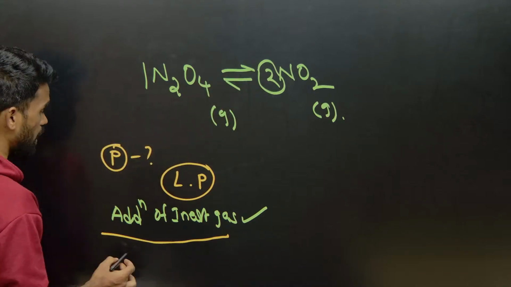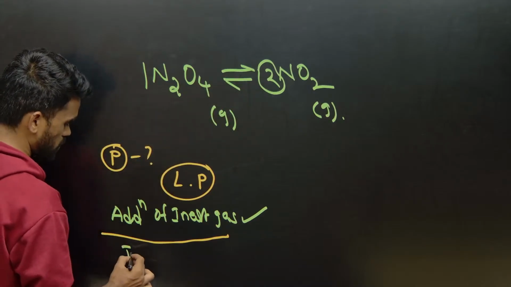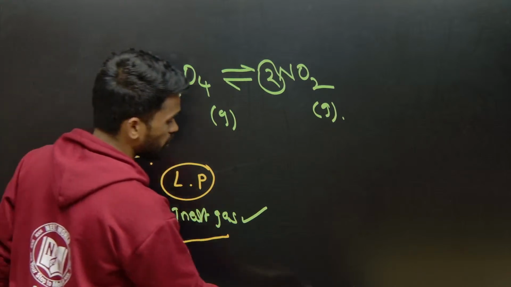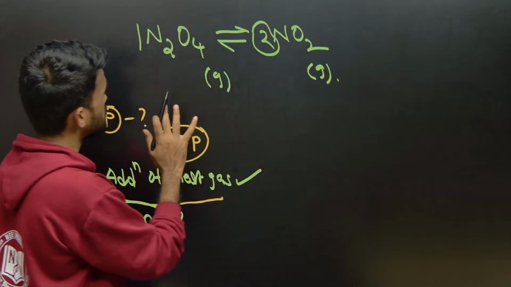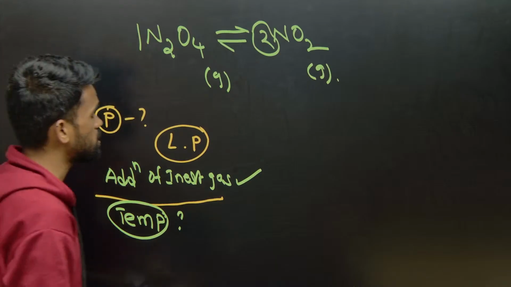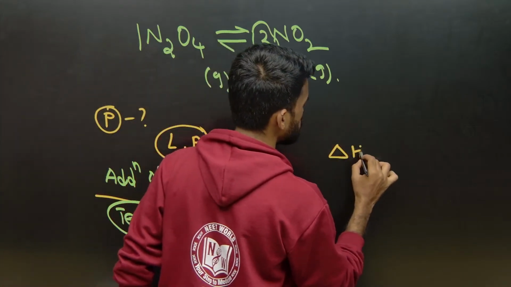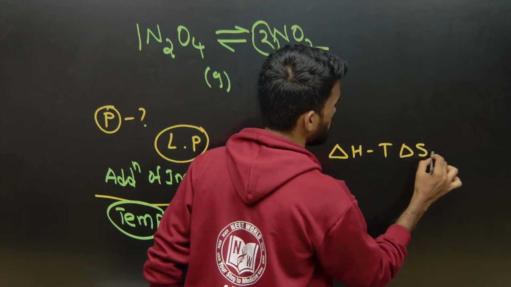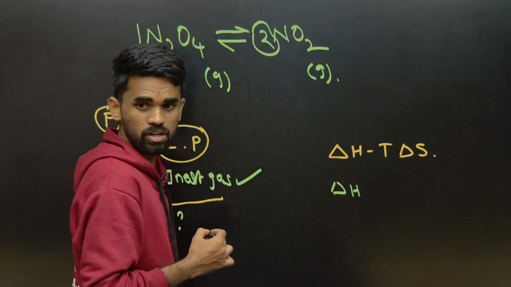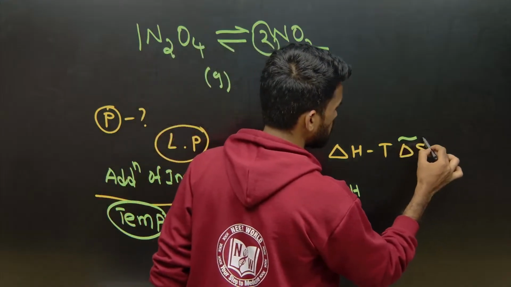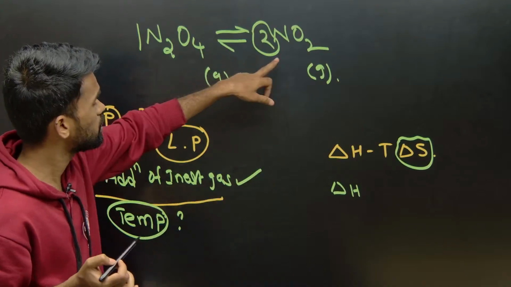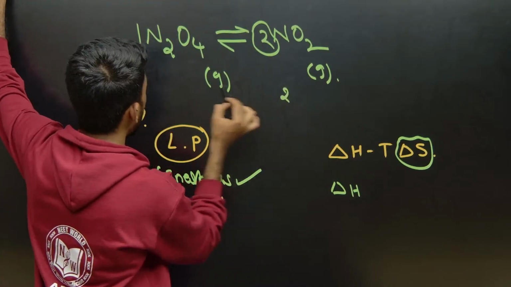And next, the effect of temperature. They haven't given whether it is exothermic or endothermic. Generally it is endothermic, but if we do not know, just use the equation delta G equals delta H minus T delta S. So, I am keeping delta H aside. Now what about delta S, the entropy change? Look at the reaction: here we have 2 and here we have 1.